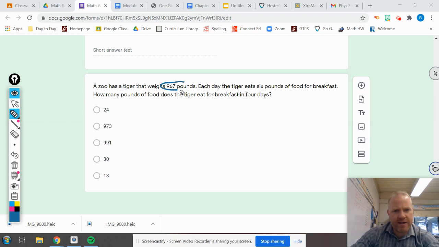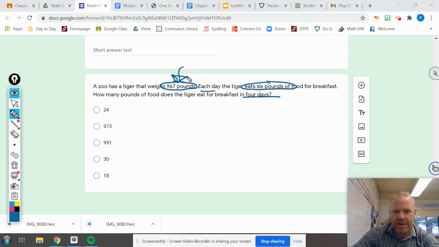The zoo has a tiger that weighs 967 pounds. Each day, the tiger eats 6 pounds of food for breakfast. How many pounds of food does the tiger eat for breakfast in 4 days? So it says each day, and it's talking about 4 days.